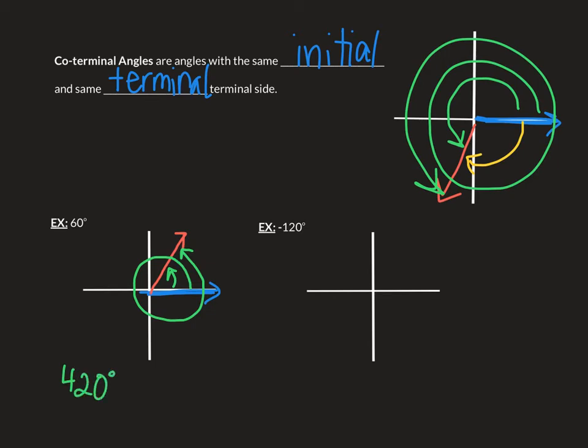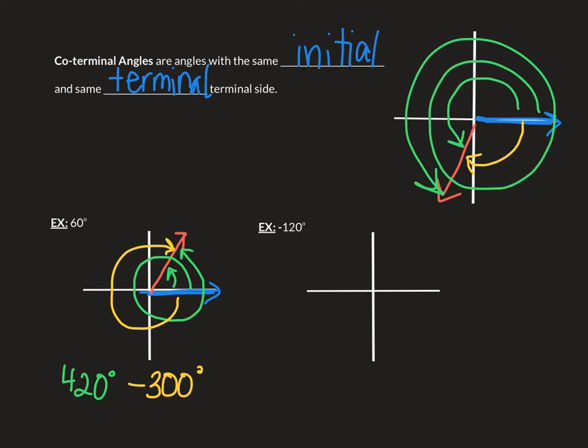Okay, well, what about a negative coterminal angle? Is there such a thing? Meaning, could I start at my initial side and go around and find a negative angle that ends at the same place? Well, sure. Well, how big is that angle? Think about it. If a full rotation around the circle is 360 degrees, and I know that angle is 60, then this is 60 less than a full rotation. So my negative coterminal angle would be negative 300 degrees.